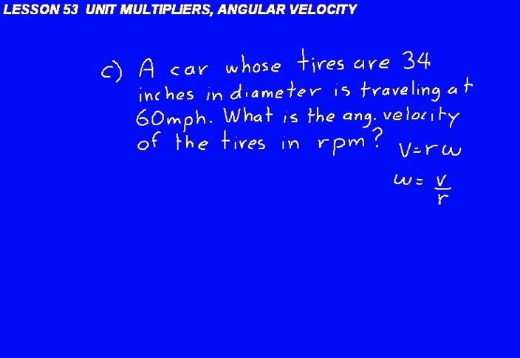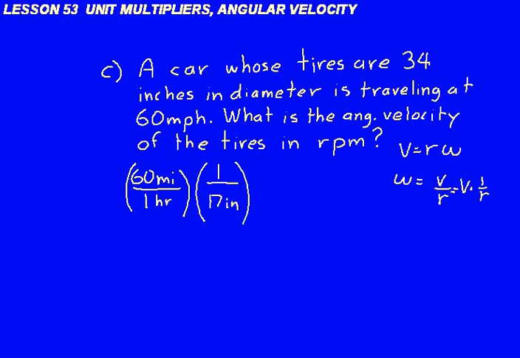We'll have our speed of 60 miles per hour. Let's write that as a fraction, 60 miles over 1 hour. And then instead of saying divided by the radius, isn't this the same thing, V times 1 over R? That's the same thing as V divided by R. So next we'll do 1 over 17 inches. Now, we want revolutions per minute. So let's get our units of minutes first here. And that means we need to cancel hours. 1 hour in 60 minutes. So those hours units cancel there. And we want to cancel the miles and the inches.